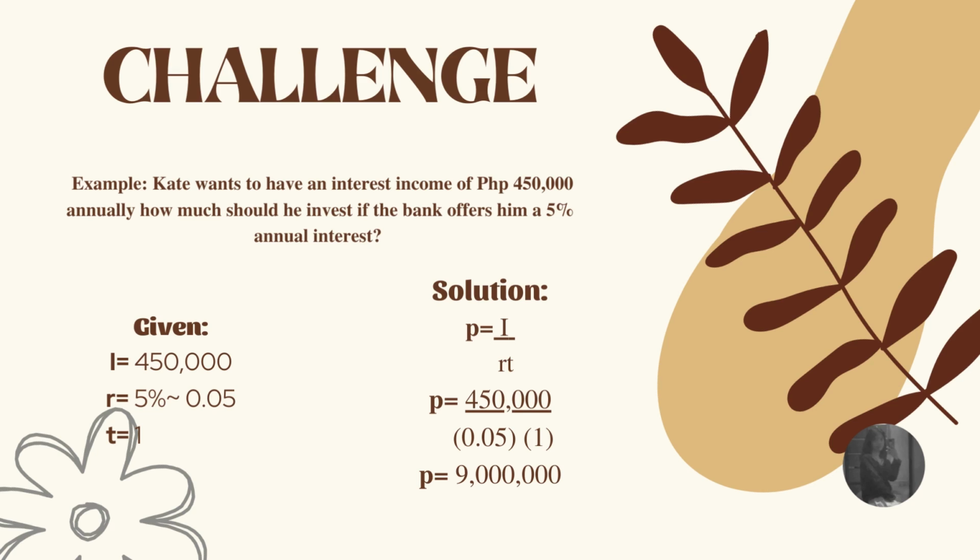So, ako naman gagawin is, first thing you have to do is divide 450,000 by 0.05. Then you'll get the answer 9 million. And then multiply 9 million by 1, which is the time. Then you'll get the answer 9 million. So yeah, that's the final answer, 9 million.